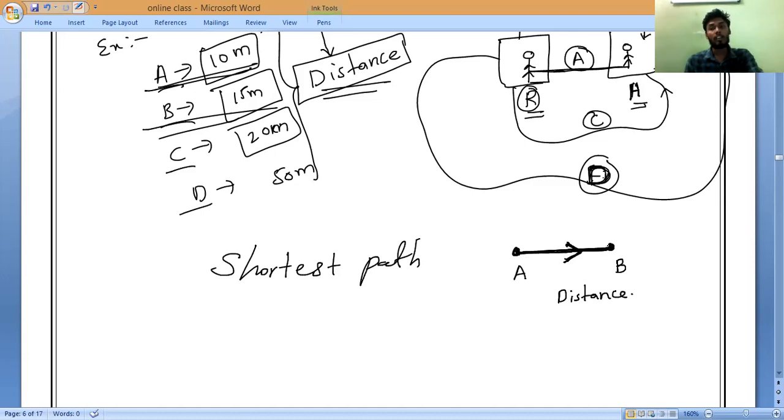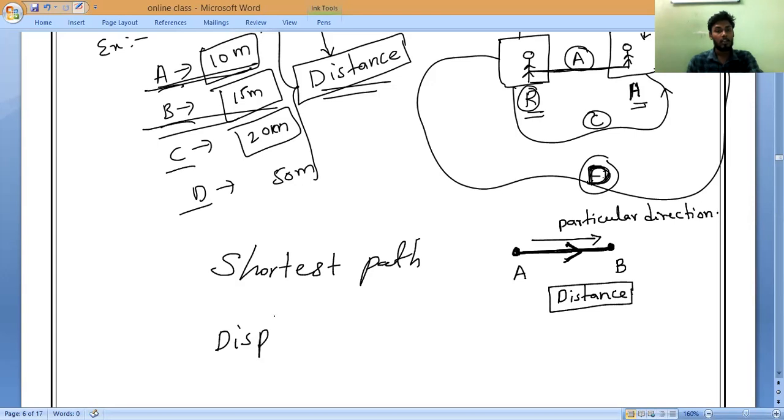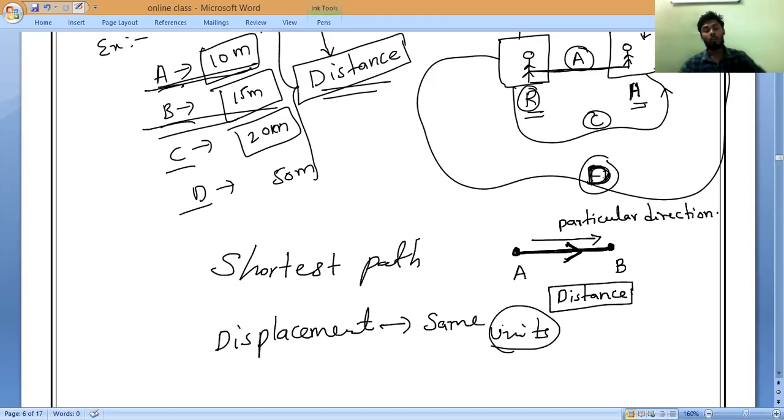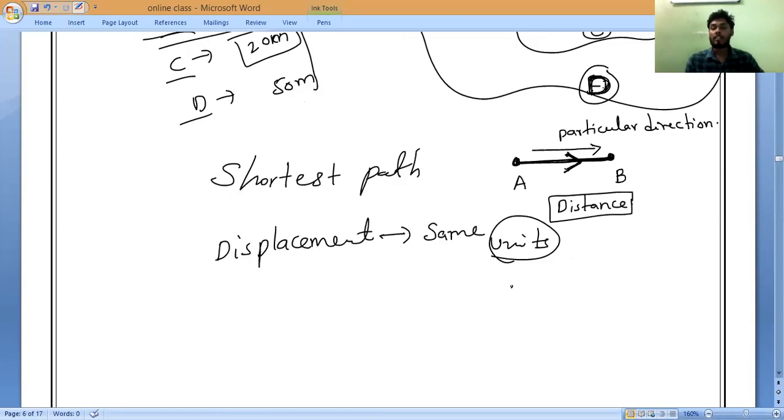But this is the shortest path, and it is acting in how many directions? Only one particular direction. That is why the shortest path between any objects is called displacement. So distance and displacement, both we can measure with the same units. What are the units? Meters, centimeters, kilometers.